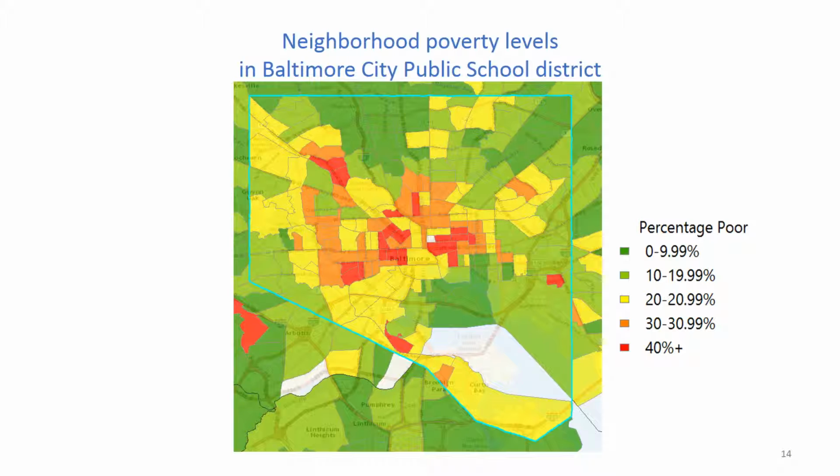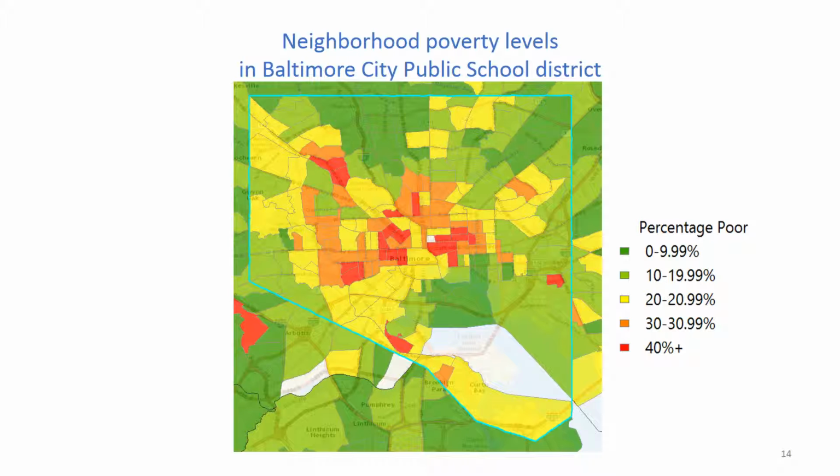This is a map of Baltimore City Public School District, and we're presenting neighborhood poverty levels on this map. The red neighborhoods are where 40% or more of the population are living in poverty. The orange neighborhoods are where 30 to 39% are living in poverty. The neighborhoods that are yellow are where 20 to 29% are living in poverty. Light green is 10 to 19%, and dark green is between 0 and 9%.